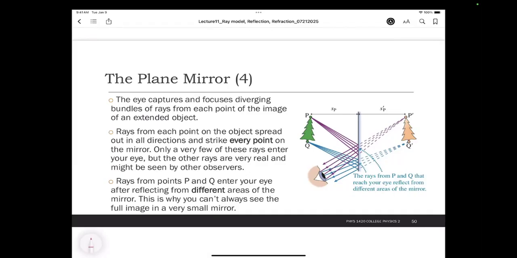You can see this is an object. This is P dot for P, this is Q dot for Q, and you can see the whole tree if the mirror is this long. But if the mirror is just this long, you cannot see the whole object. If it's just this tall, maybe you can see just half. Does it make sense to you?